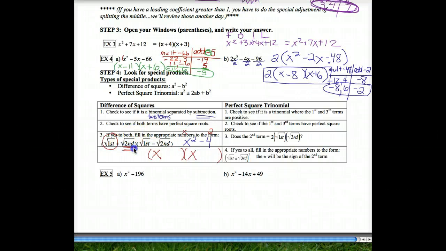Square root of the second term, I wrote up here, the square root of 4 is 2, so I fill those in the back. And then one gets a plus sign, one gets a minus sign. So there's your difference of squares.